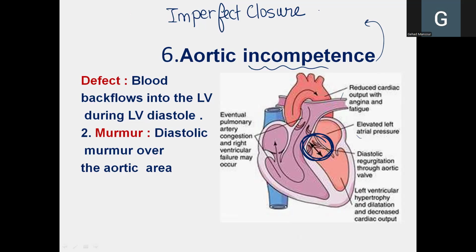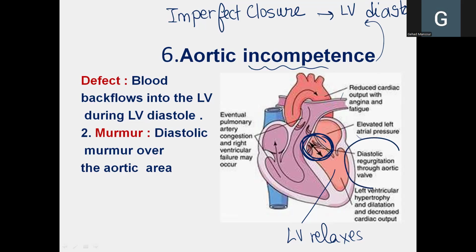When do we need the aortic valve to be perfectly closed? During left ventricular diastole. So when there is imperfect closure of the aortic valve during left ventricular diastole, this means that every time the left ventricle relaxes, and every time the valve should have been closed before relaxation, we find that it's not closed and that there is regurgitation, diastolic regurgitation through the aortic valve.